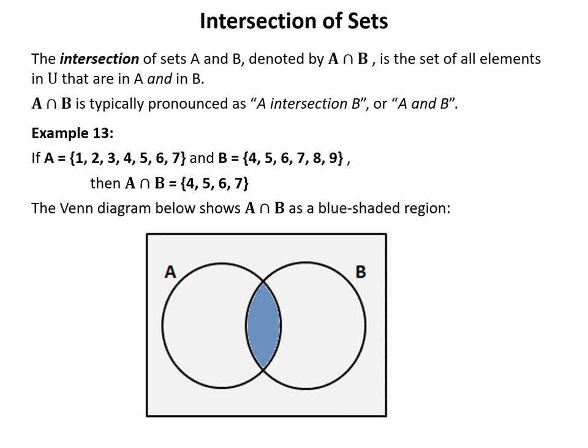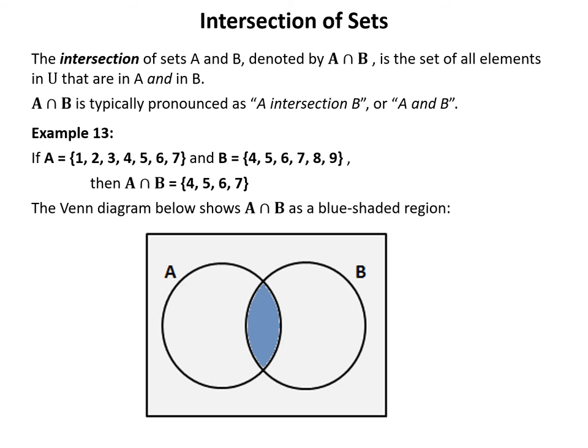In example 13, we look at the same two sets A and B from the previous example. So here A intersection B is equal to just the values 4, 5, 6, and 7. You can think of intersection as being more restrictive than union. While union contains anything in either A or B, in order to be in A intersection B, an element has to be in both. So it's kind of more exclusive. That's why A intersection B is generally smaller.